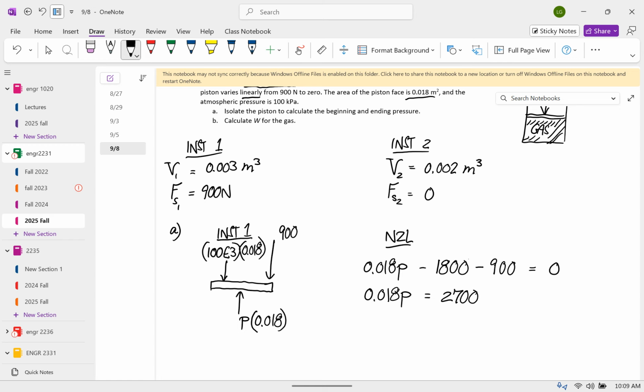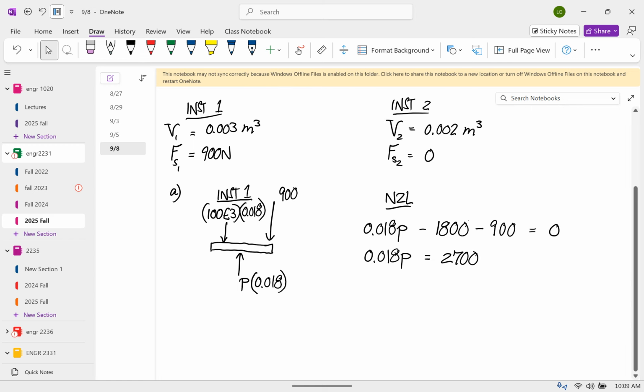Can someone divide both sides by 0.018? And that'll give us the pressure of the gas at instant 1. Do it and then tell me what it is. 150,000. Okay. So that's 1.5 times the atmospheric pressure. This is pascals.